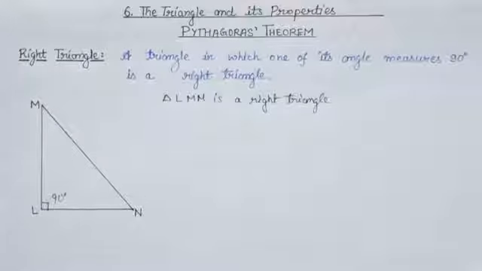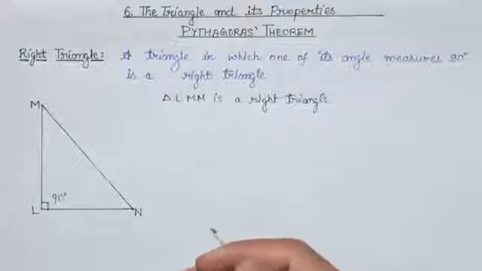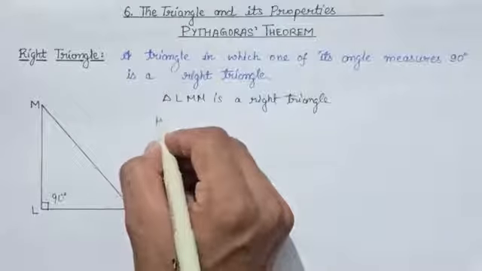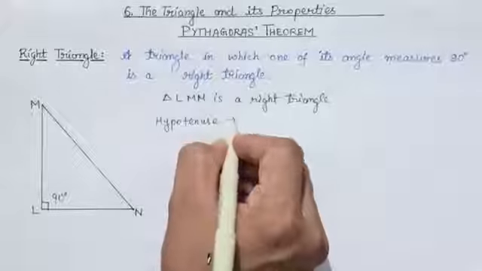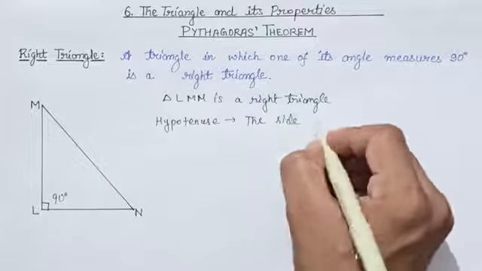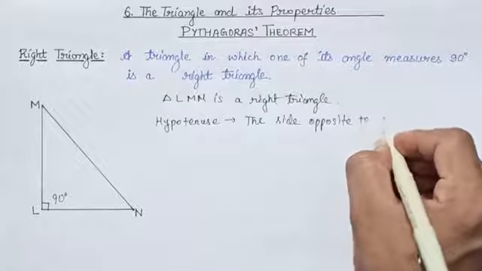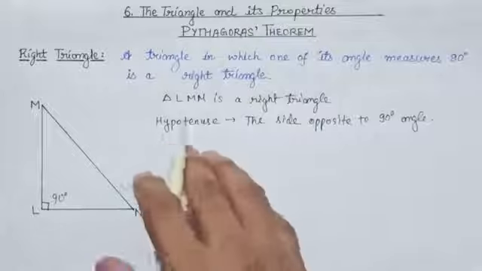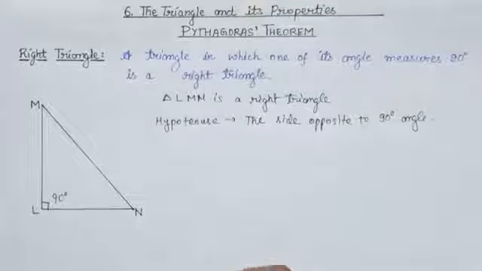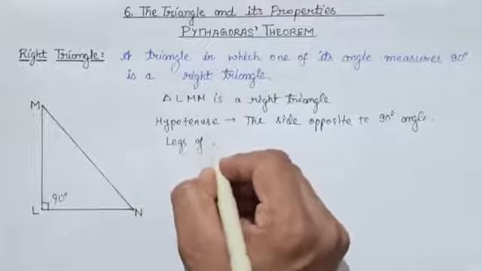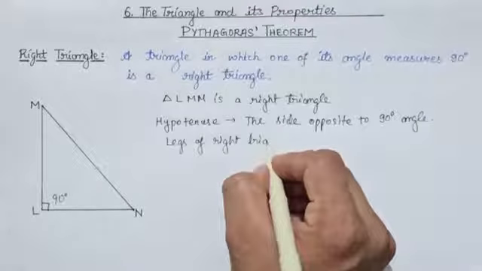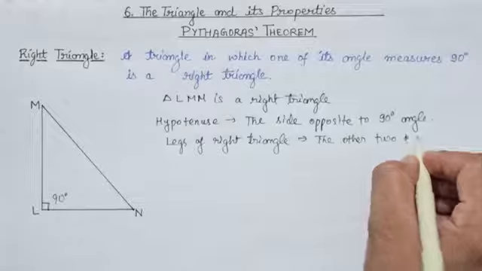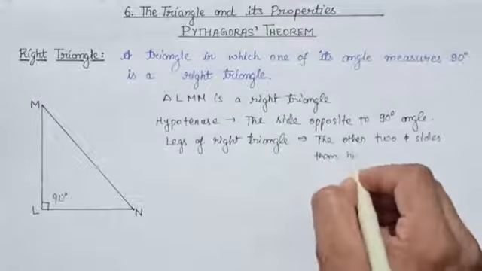Okay students, now there are some specific names given to sides of a right angle triangle. The side which is opposite to the right angle, that is 90 degree angle, is known as hypotenuse. The side opposite to 90 degree. And the remaining two sides other than hypotenuse of a right angle triangle are known as its legs. So legs of right triangle are the other two sides than hypotenuse.